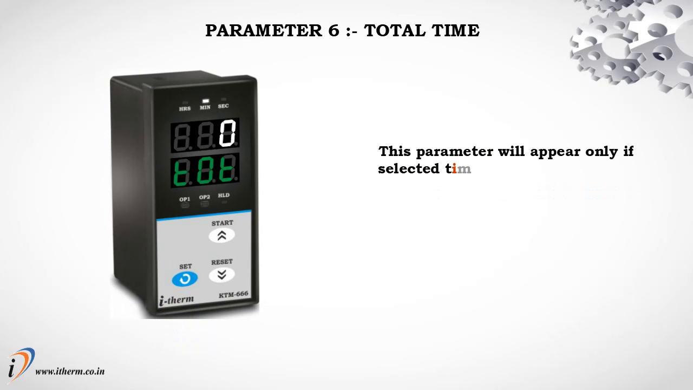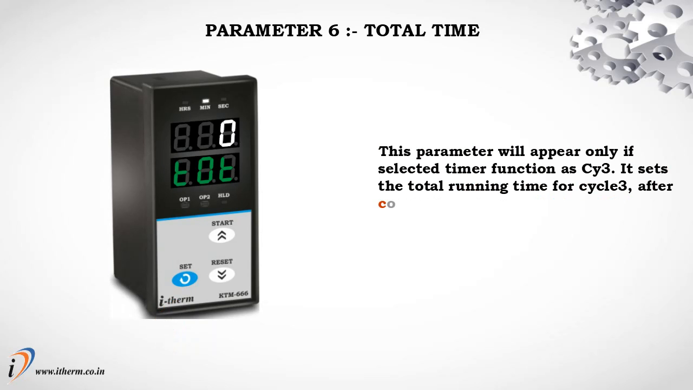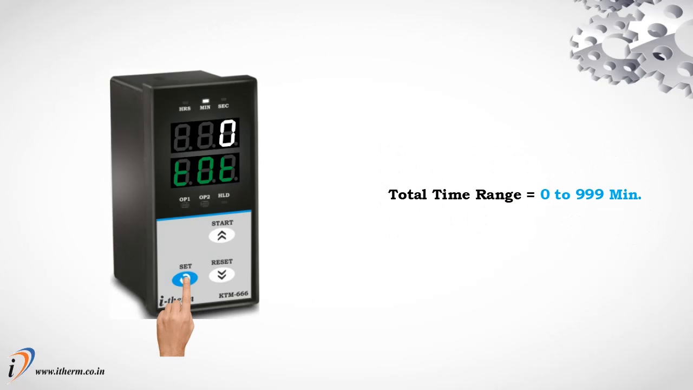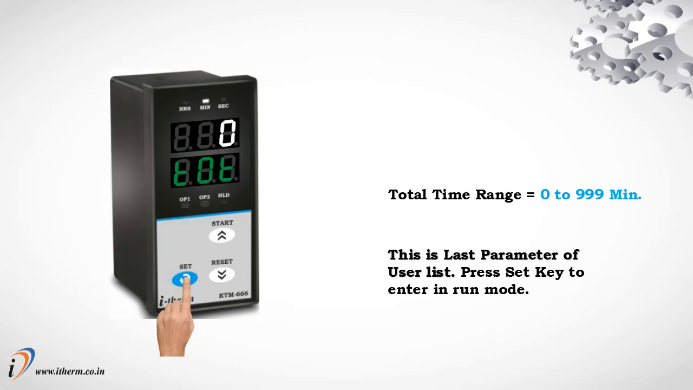Parameter 6, total time. This parameter will appear only if the selected timer function is cycle 3. It sets the total running time for cycle 3. After completion of total time, both relays will be off. If total time equals 0, then the cycle will run continuously until a reset pulse. Total time range 0 to 999 minutes. This is the last parameter of the user list. Press set key to enter run mode.